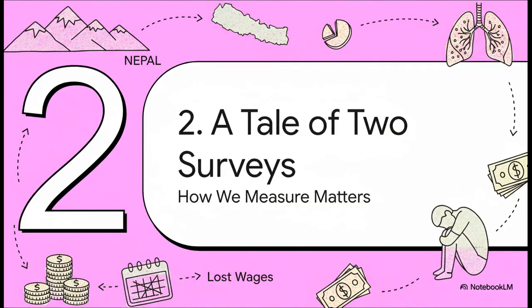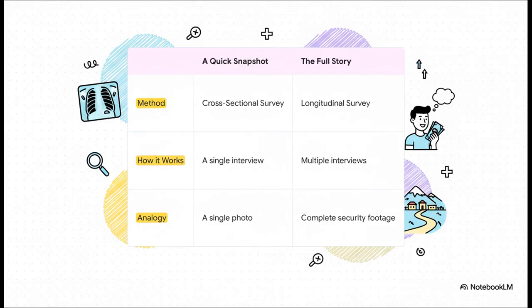The key to cracking this whole thing, well, it turns out it's not just about what we measure, but how we measure it. The answer lies in a tale of two very different surveys. On one side, you have what's called a cross-sectional survey. The easiest way to think about this is like a single photo from a crime scene. It's one interview at one specific moment. It's fast. But then on the other side, you have the longitudinal survey. This is the complete security camera footage. It's multiple interviews that follow a patient through their entire treatment journey. And as you can probably guess, what you see in a single photo can be worlds away from what you see in the full video.